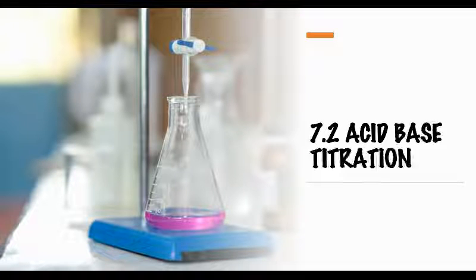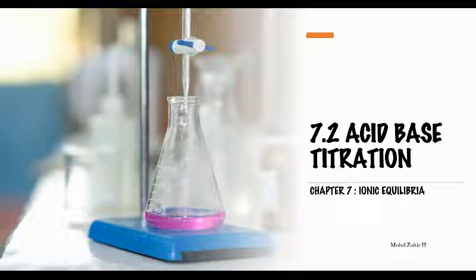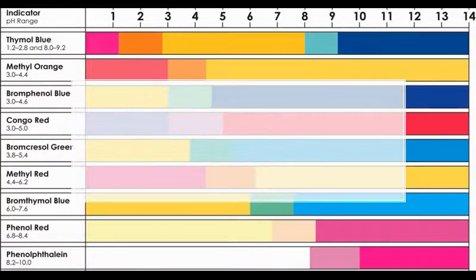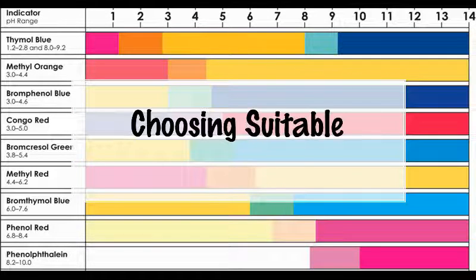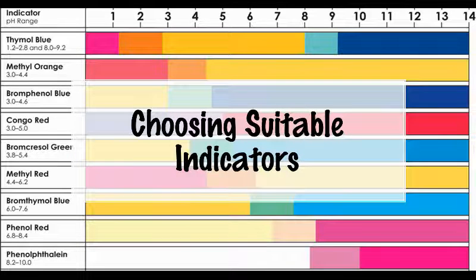Let's continue with today's lesson, subtopic 7.2, acid-base titration. Now that you have already learned about the titration curve, let's learn how to choose the suitable indicator in the titration process.